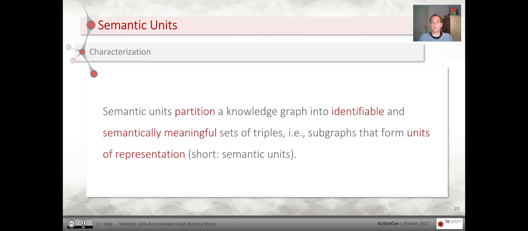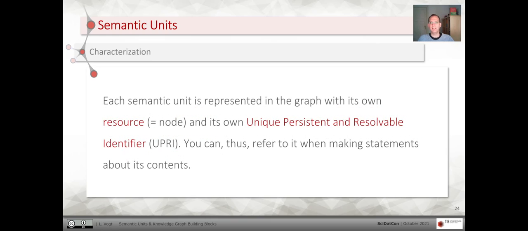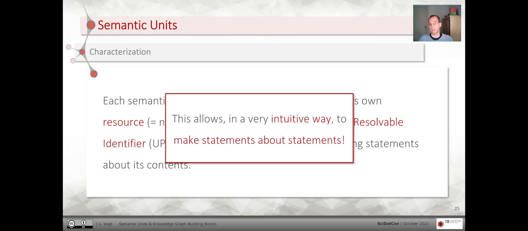Semantic units partition the knowledge graph into identifiable and semantically meaningful sets of triples, and these subgraphs then form units of representation, or short, semantic units. Each semantic unit is represented in the graph with its own resource, a node, and its own unique identifier. And you can refer to this semantic unit when making statements about its contents by using the identifier. This allows, in a very intuitive way, to make statements about statements.